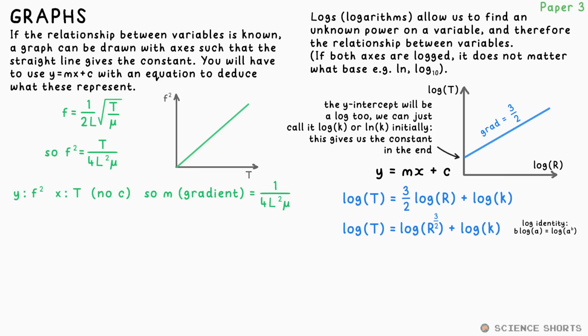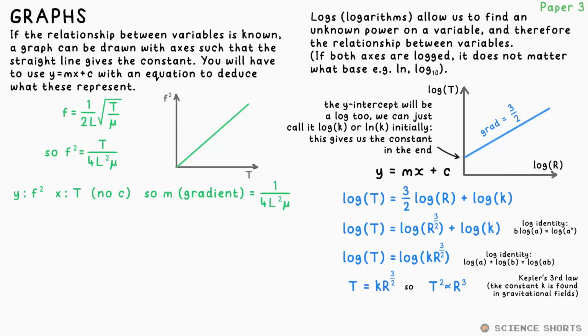From there we have two log identities we need to use. First we can take the 3 halves and make it the power on the r. Then we can also say that the sum of two logs is equal to the log of the two things multiplied. So on the right we have log kr to the power of 3 halves. Delogging both sides, we see that T is proportional to r to the power of 3 over 2, or T squared is proportional to r cubed.